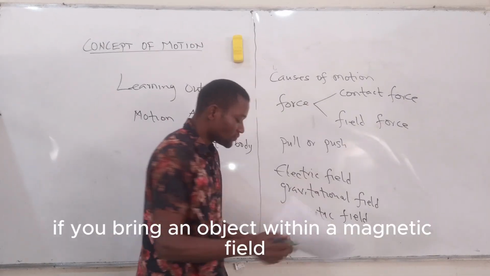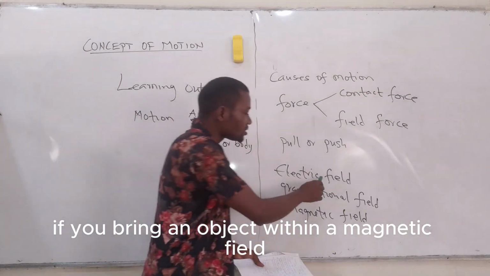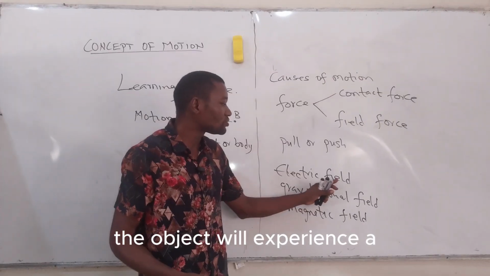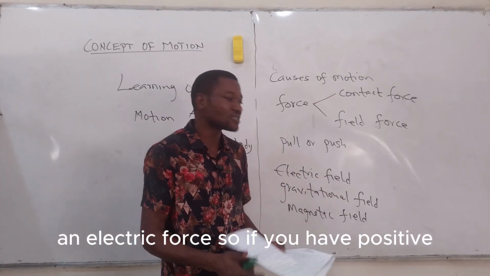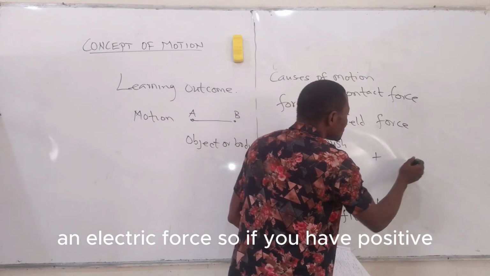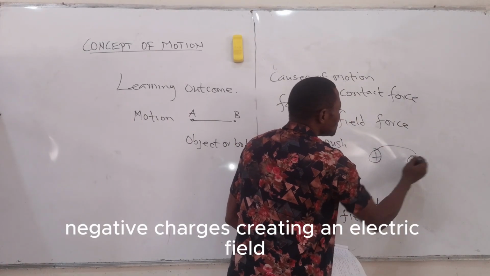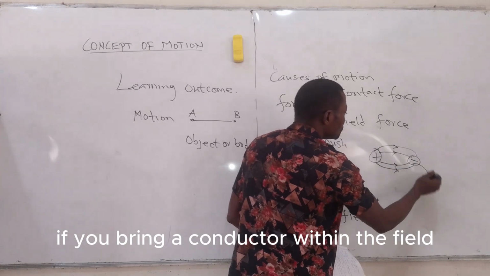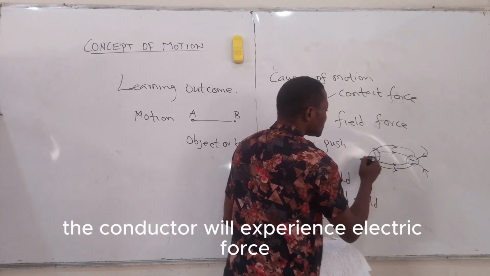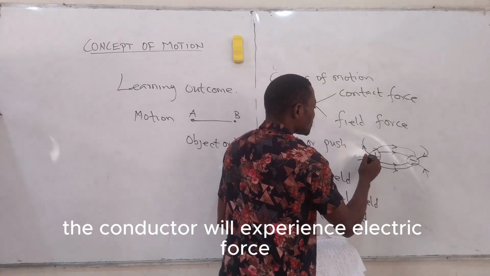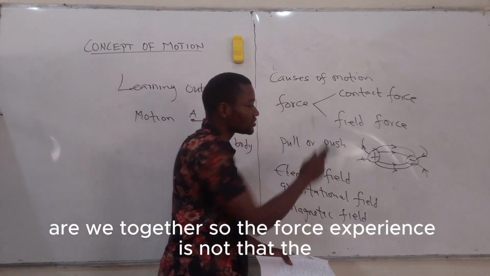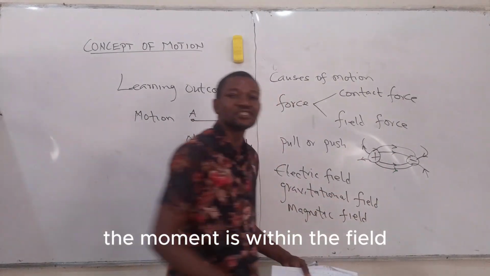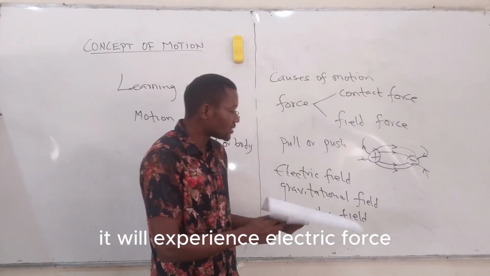For instance, if you bring a conductor within an electric field, the object will experience an electric force. So if you have positive and negative charges creating an electric field, if you bring a conductor within the field, the conductor will experience electric force. Are we together? So the conductor will not make any direct contact. The moment it's within the field, it will experience electric force.